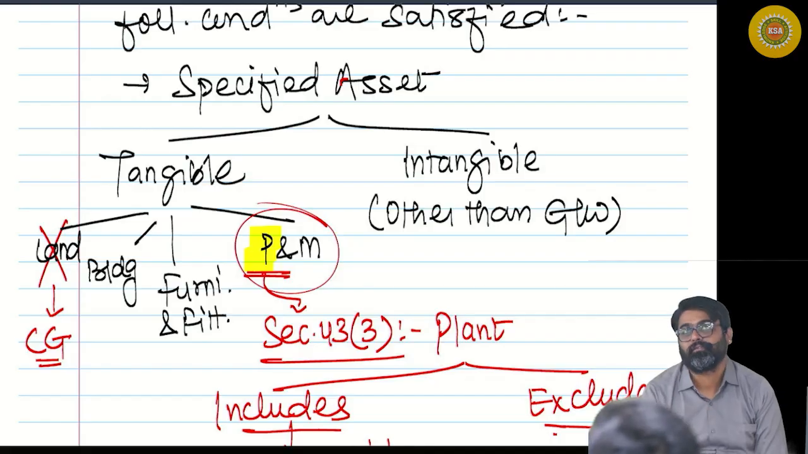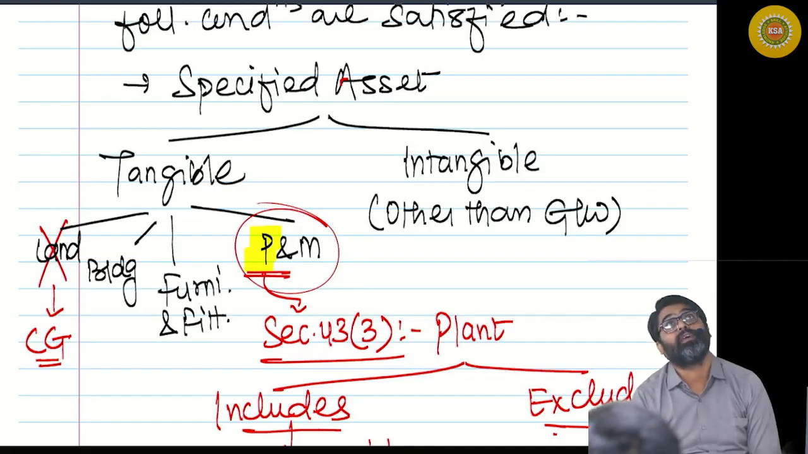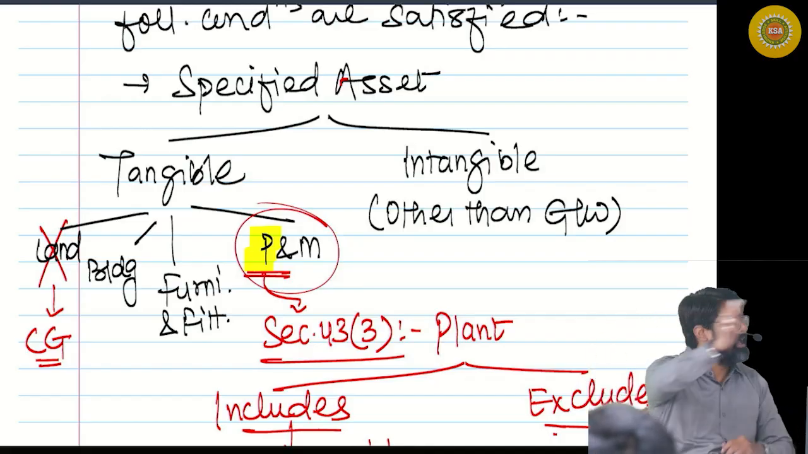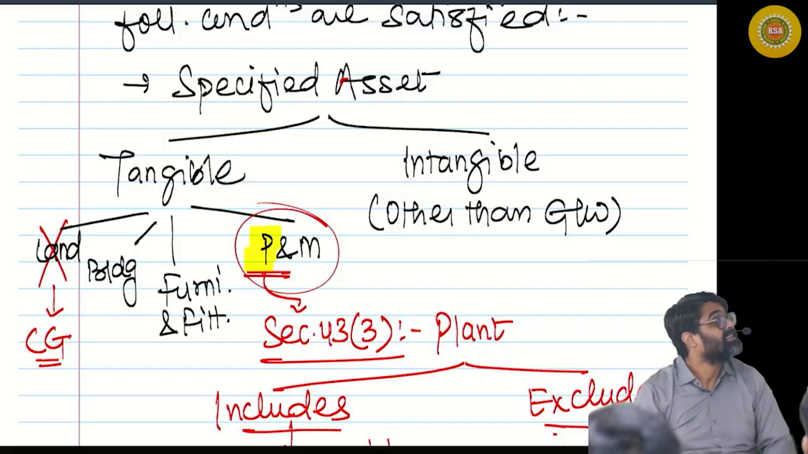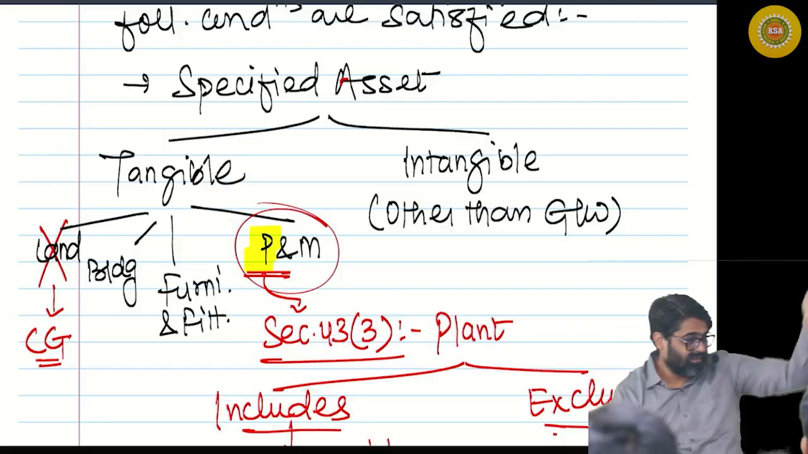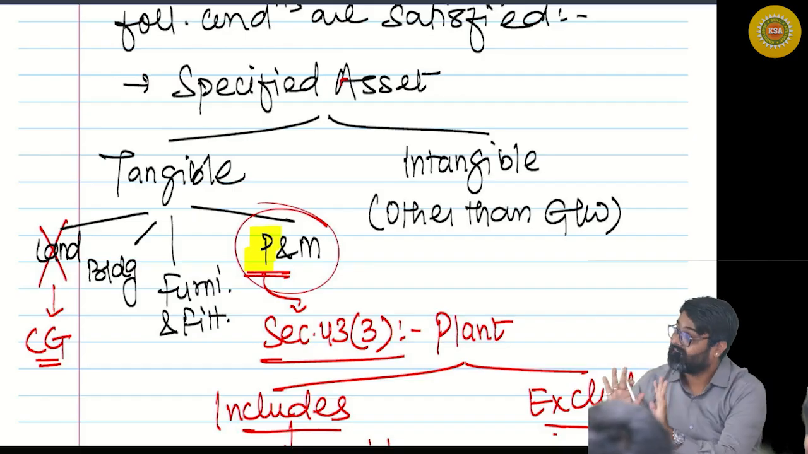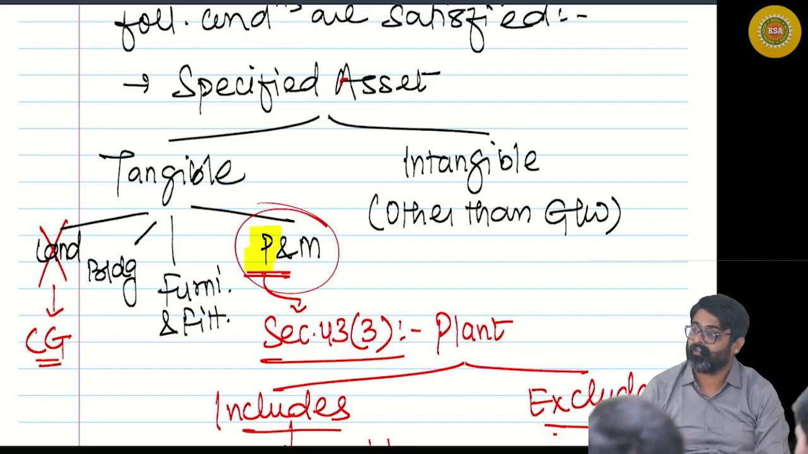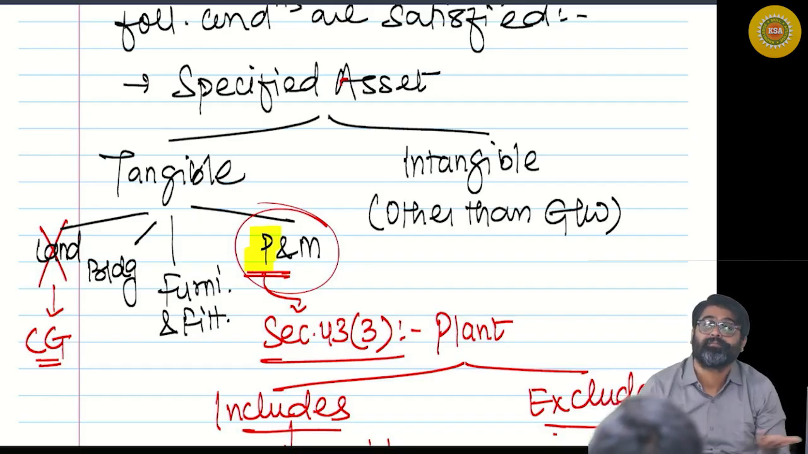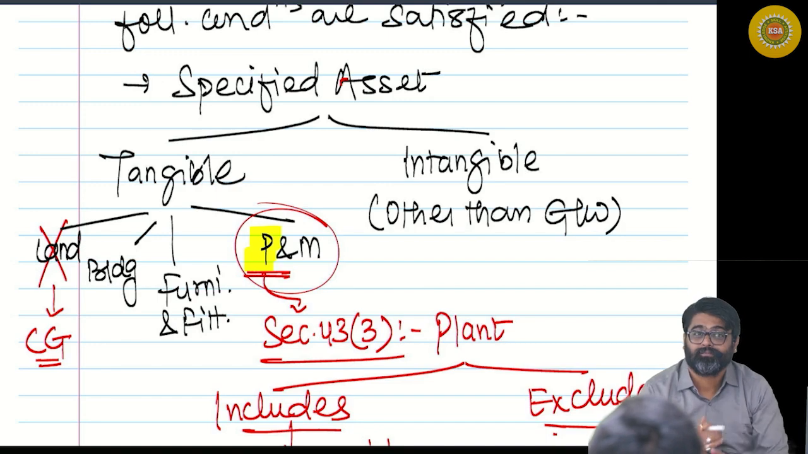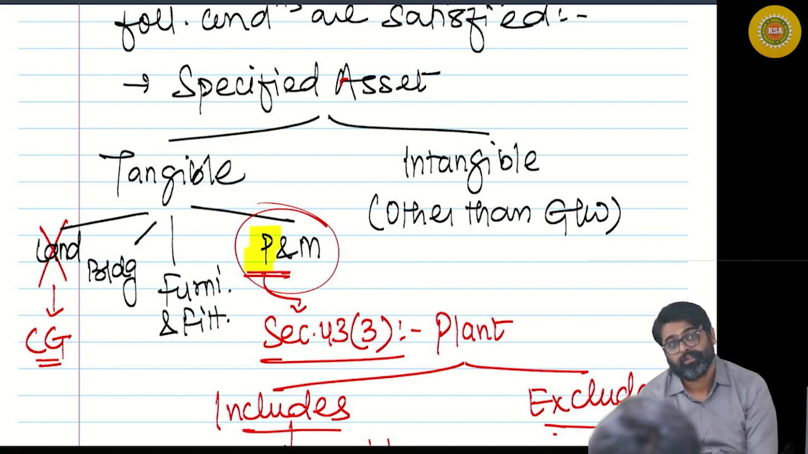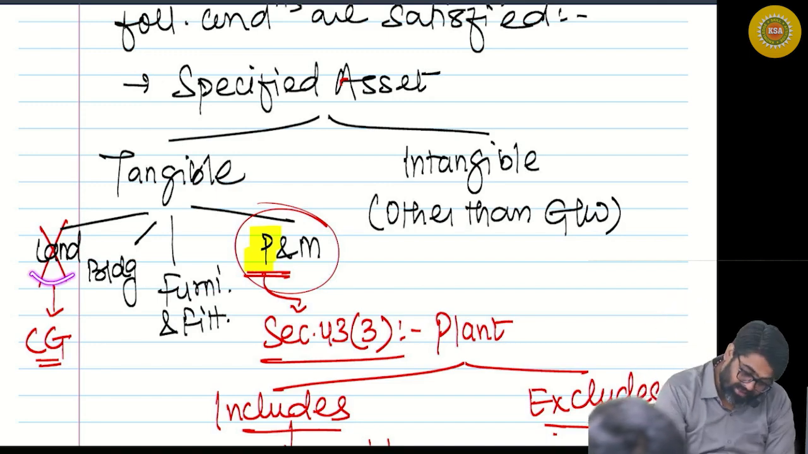Tangible asset. Fan? Fan. This building. This air conditioner. This computer. Every asset is a tangible asset. Now, the building is standing on land. Land is also a tangible asset.